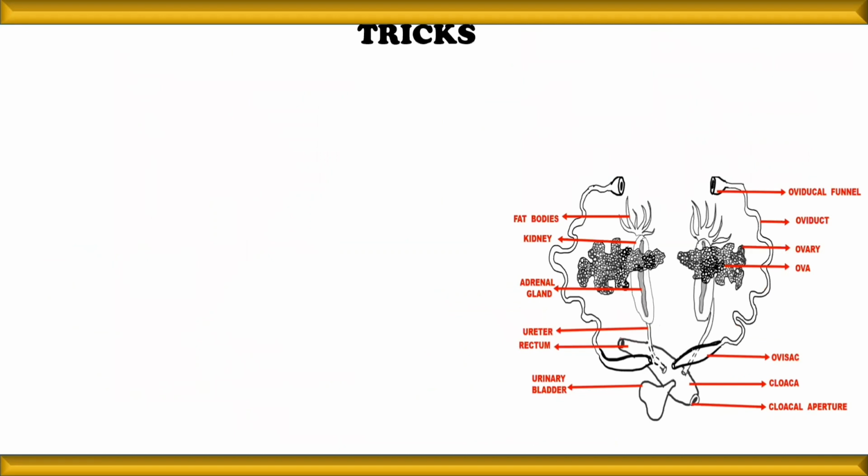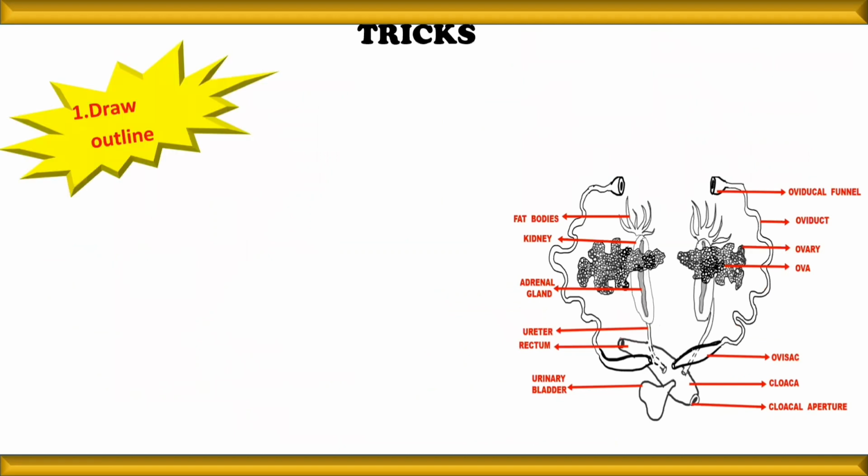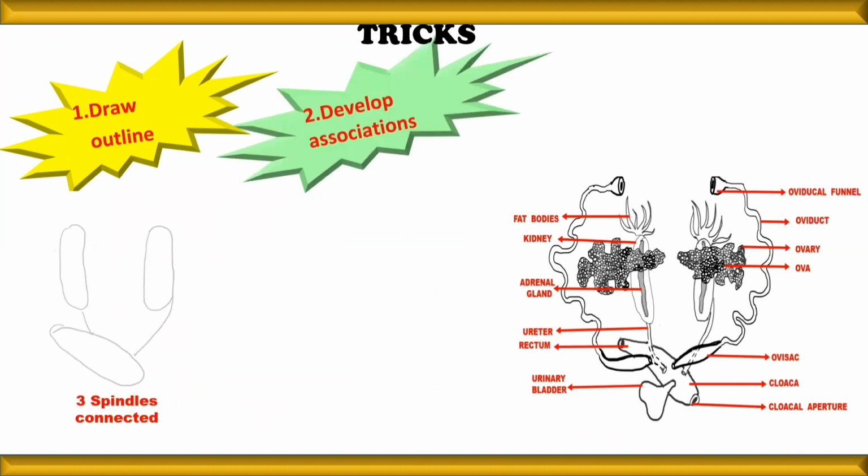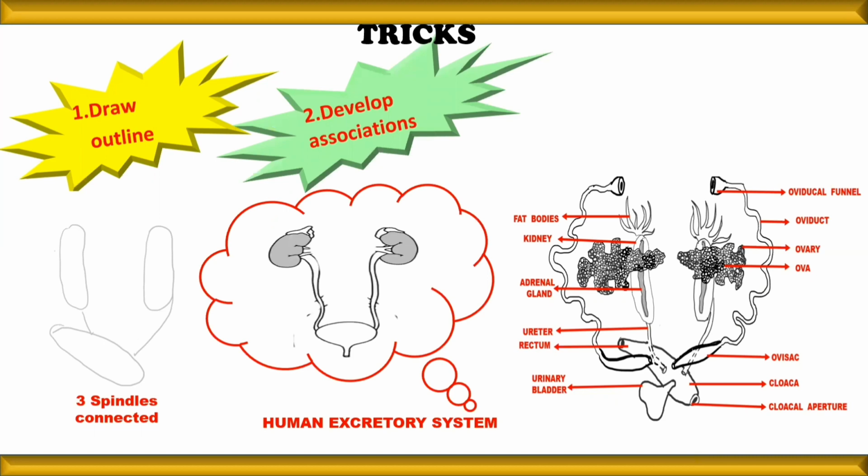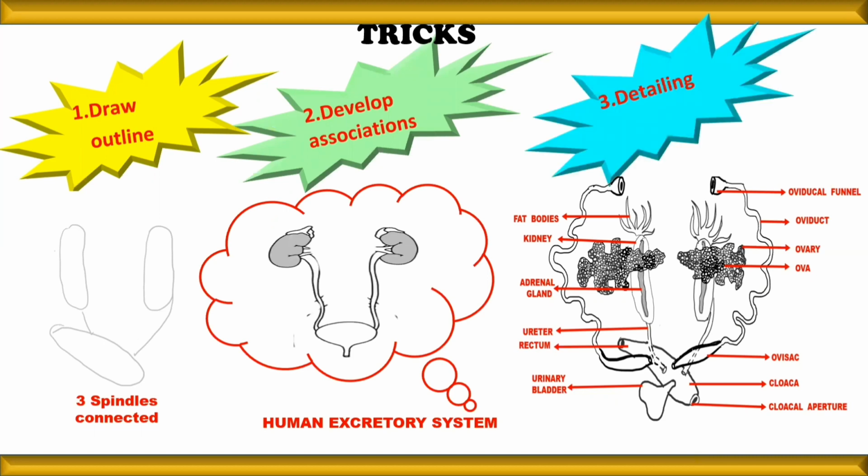To begin with the tricks of drawing this diagram, remember the outline is similar to that of the male reproductive system which we have drawn earlier. It comprises the three spindles which are connected. Develop associations, that is with the human excretory system. And finally, also do all the detailing with the labels, especially of the sex organs on the right hand side.